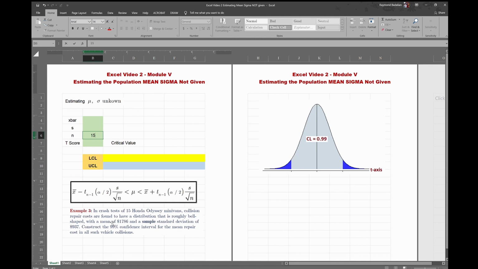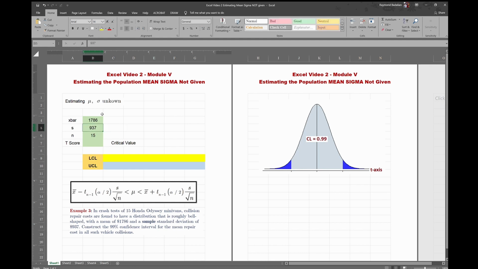So the sample mean is 1,786. So x bar is 1,786. Your sample standard deviation, it says sample, so that's how I know it's not sigma. Your sample standard deviation is 937.